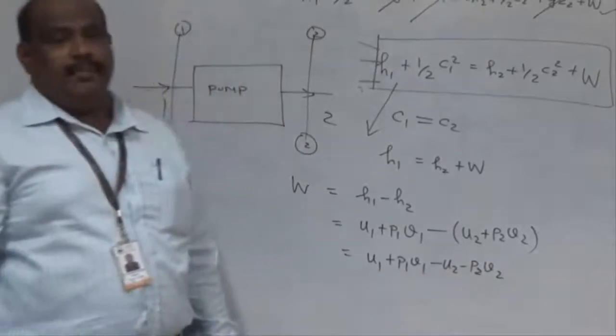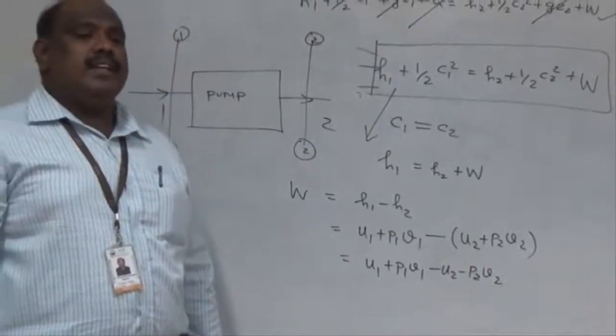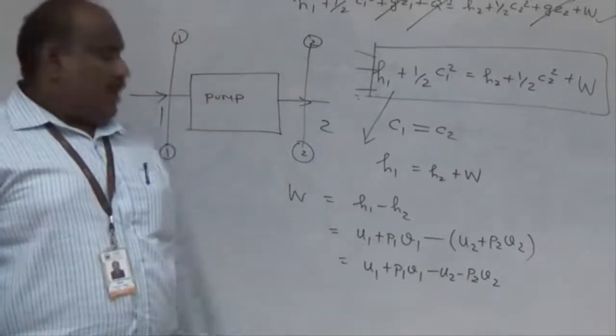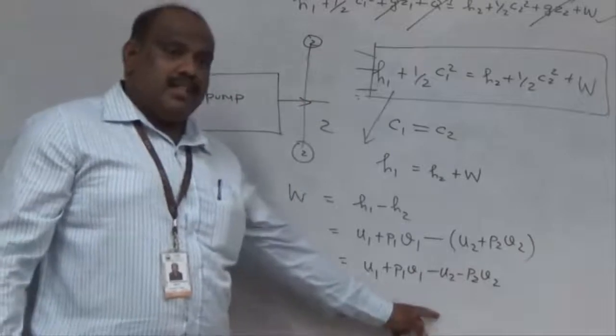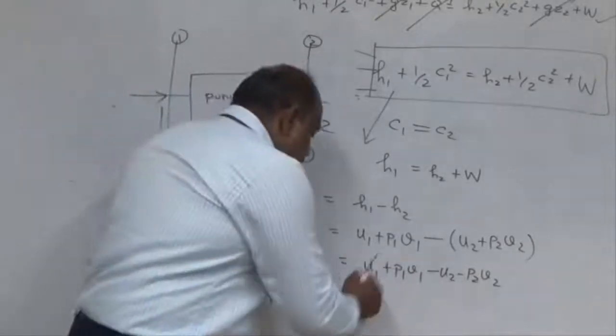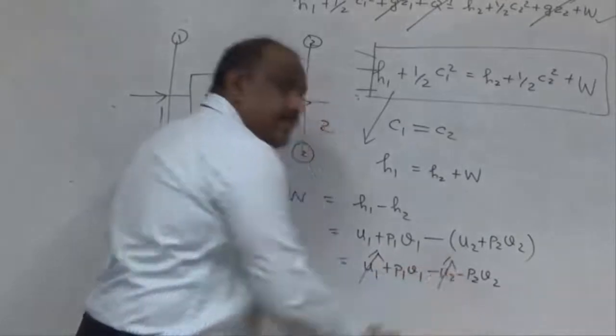They will remain the same. Why? There will not be any change in internal energy, because U is a function of temperature. There will not be any change in temperature, which means there is nothing to worry about U1 and U2. The value will remain the same. So we can cancel off U1 and U2.